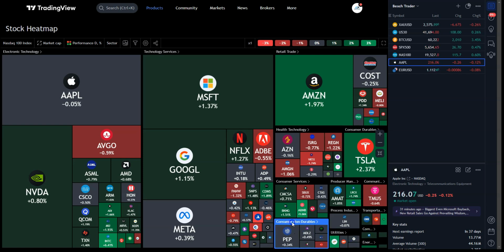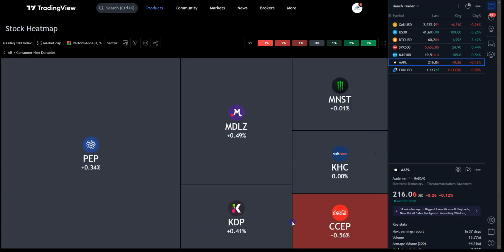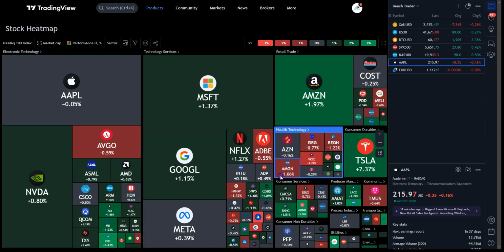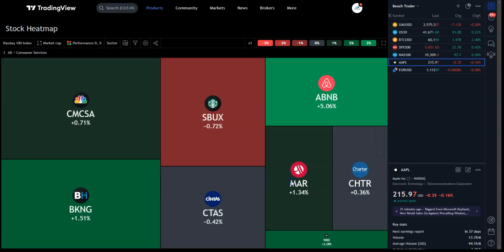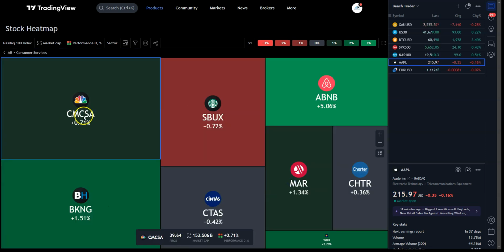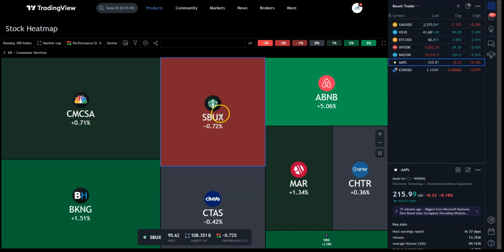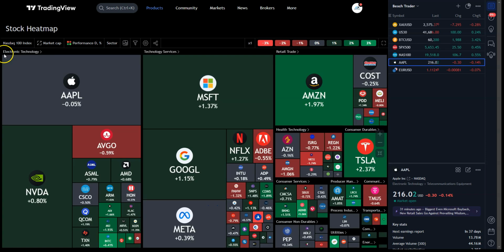Utilities. We can click on these and look at them in a bigger sense like this, right? Coca-Cola. So we could click on the little thing and it'll show us consumer services. Right? CMCSA. This looks like what? The TV service. This is what? Starbucks. Airbnb. Look how big Airbnb is, man. It kind of just came out. It's pretty amazing.